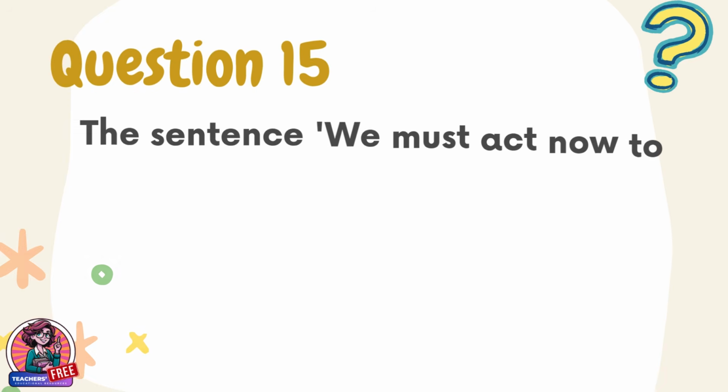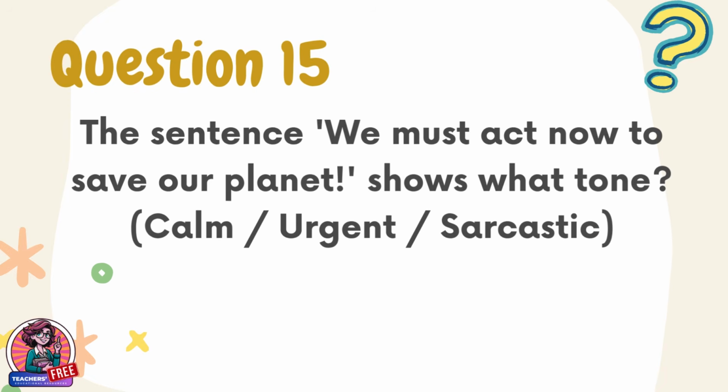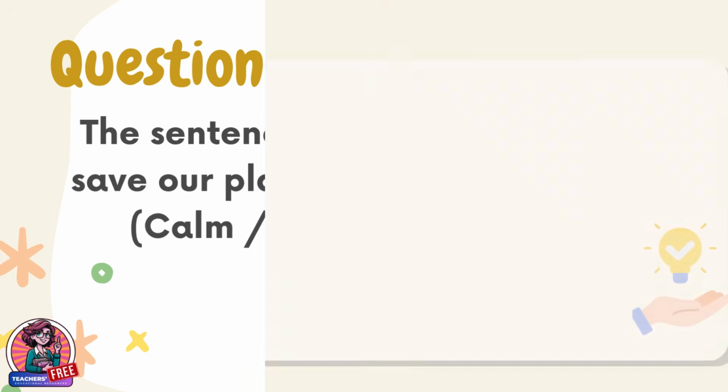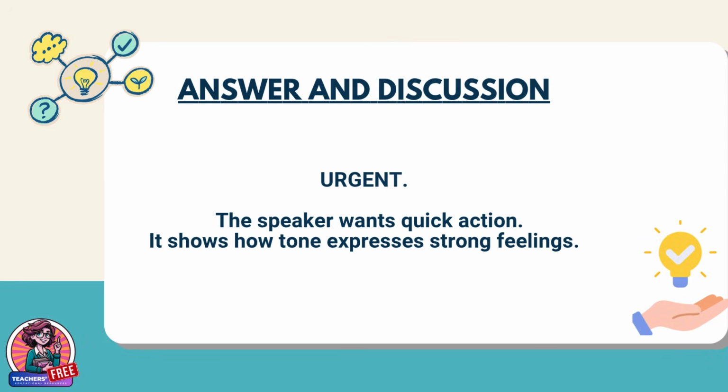Question 15. The sentence "we must act now to save our planet" shows what tone? Calm, urgent, sarcastic. Answer: urgent. The speaker wants quick action. It shows how tone expresses strong feelings.